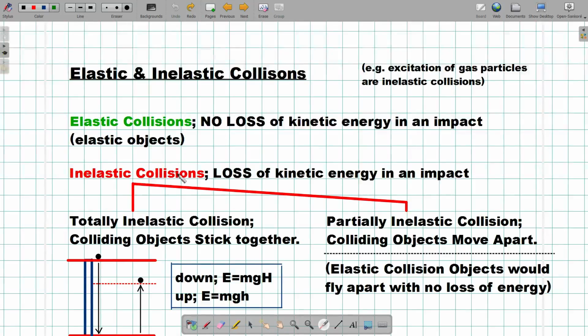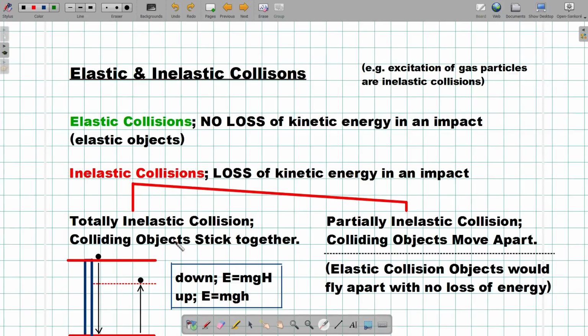An inelastic collision is when there is a loss of energy. So this is more practical. This is usually what happens when energy is lost to the surroundings in an impact. And you have two different types of these inelastic collisions. You have totally inelastic collisions, which is the one in the last video we talked about with that question where the two wagons coupled together.